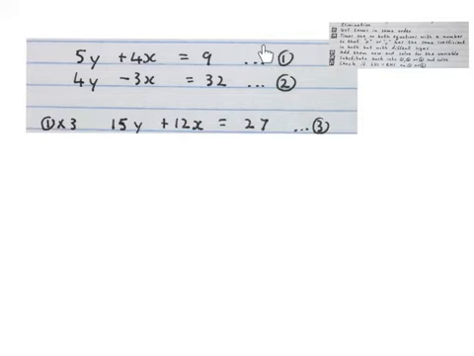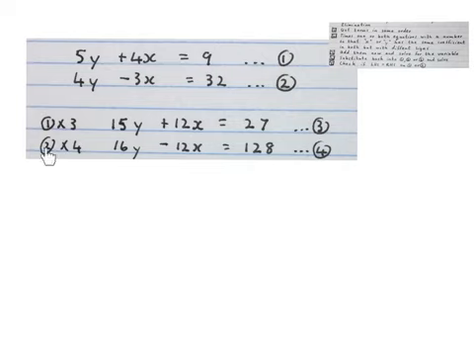I took the first equation and times it by 3 right through. 5 times 3 is 15y. Plus 4 times 3 is plus 12x. And 9 times 3 is 27. This is still equation 1, but let's call it equation 3 because it looks so different. Then I took equation 2 and I times it by 4. 4 times 4 is 16y. 4 times minus 3 is minus 12 with the x. And 4 times 32 gives me 128. I can call this my fourth equation, although it is still my second equation.